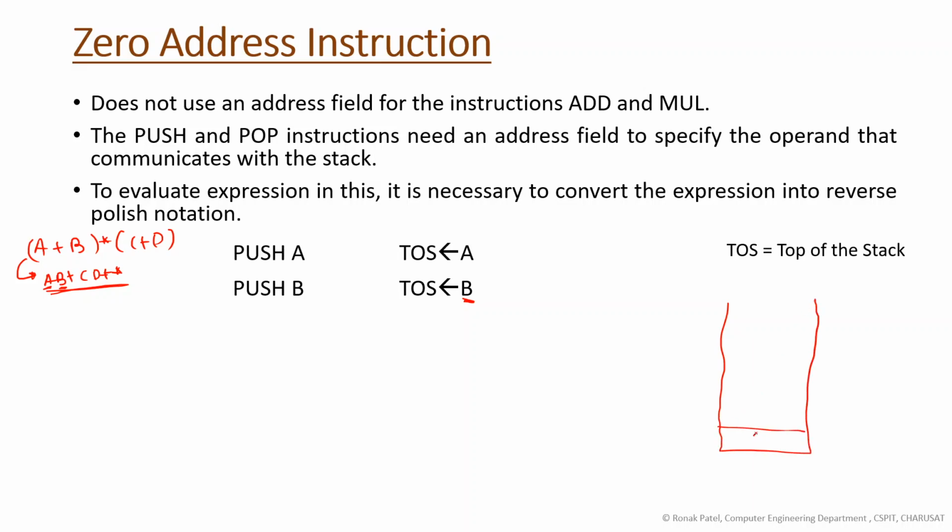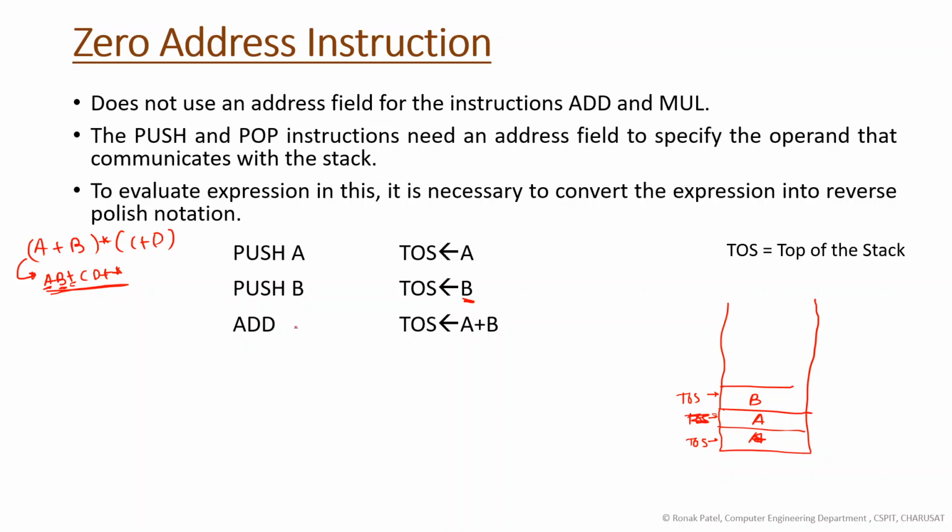So first push A, not this one because TOS is here initially, then incremented and it will be here, TOS. Add it A. Then push B. So B and TOS, top of the stack, will be here. Then what? Then add. So add, it just needs to specify add.